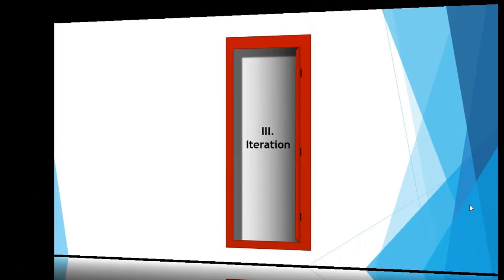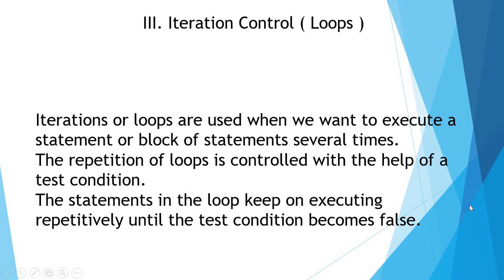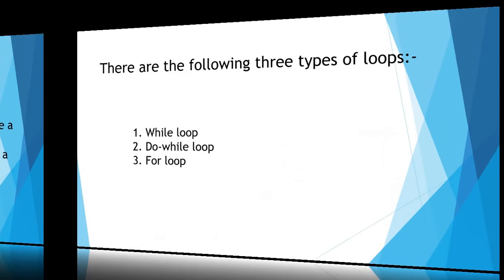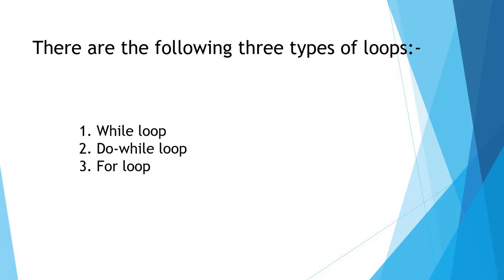Third one is iteration. Iteration or loops are used when we want to execute a statement or block of statements several times. That is a repetition of the loop, which is controlled with the help of a test condition. The statements in the loop keep on executing repetitively until that test condition becomes false. So these are basically three types: do while or for.